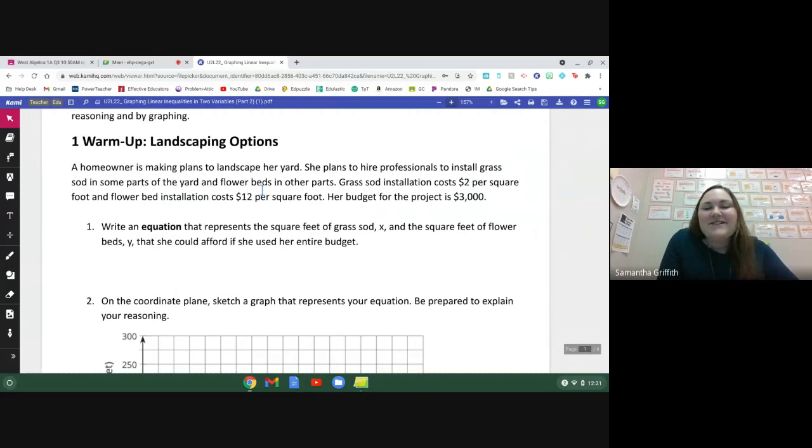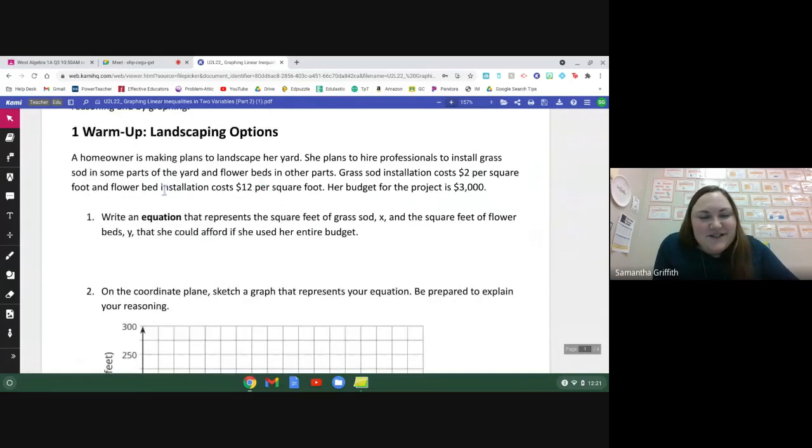Our warm-up for today says landscaping options, and it tells us a homeowner is making plans to landscape her yard. She plans to hire professionals to install grass sod in some parts of the yard and flower beds in other parts. Grass sod installation costs $2 per square foot, and flower bed installation costs $12 per square foot. Her budget for the project is $3,000.